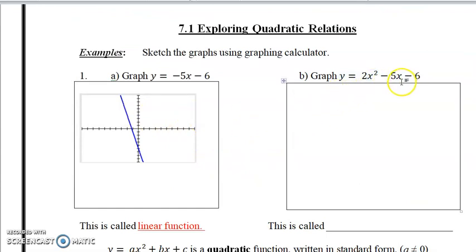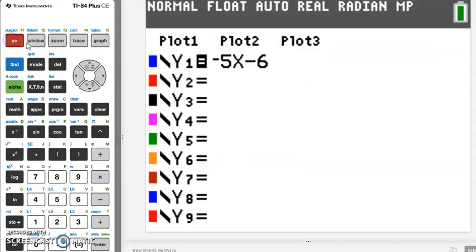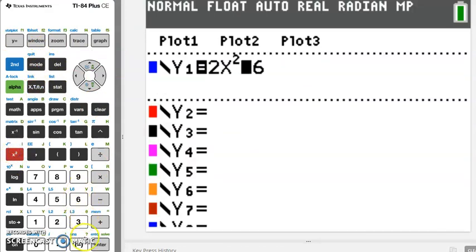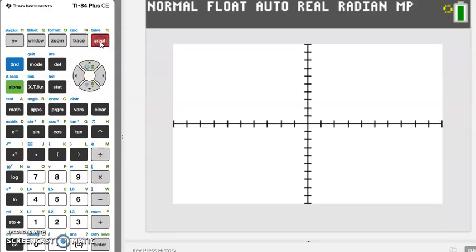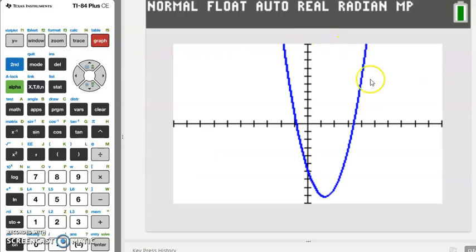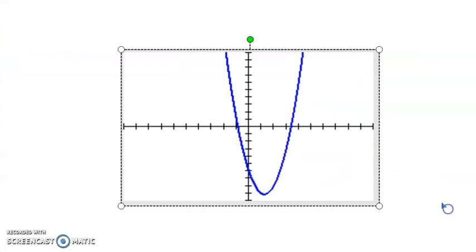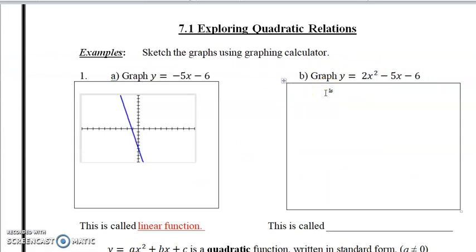Now we're going to graph this quadratic, 2x squared minus 5x minus 6. So the difference is here we're having a 2x squared. I'm going to run my graph. We'll graph this as well. Y equals 2x squared minus 5x minus 6. We'll graph this. And we have a nice little graph here. Okay. And we're going to sketch that. And this is just a sketch. We're going to learn to graph these in much more detail as we move forward.